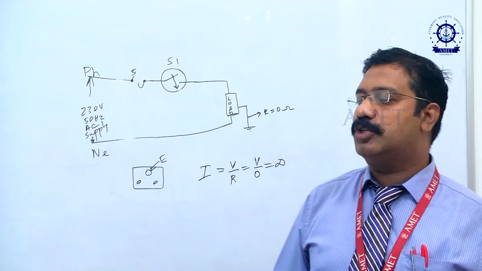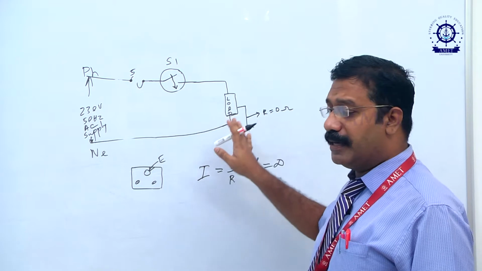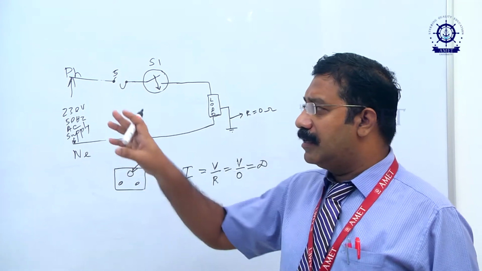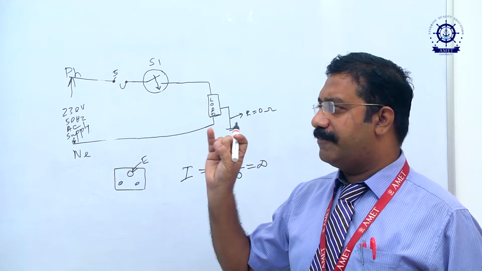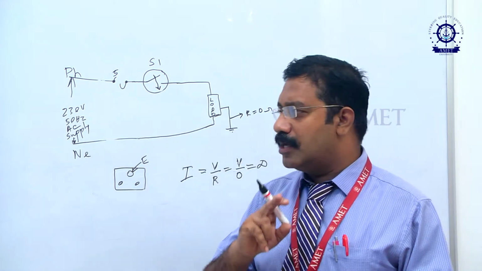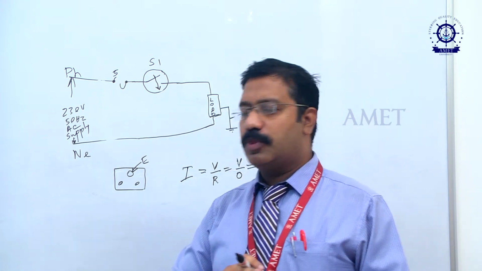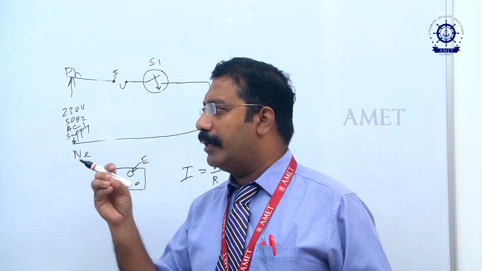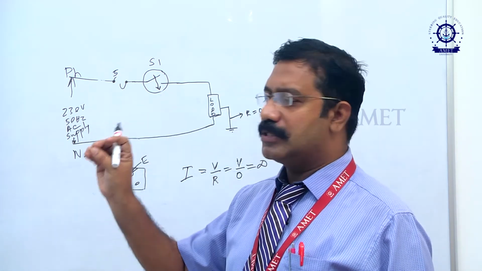I will not be getting shock, and my equipment is also being protected because of that. Okay, these are the types. First one is open circuit, second one is closed circuit, third one is short circuit, and the fourth one is earth circuit. And I want to further go into the closed circuit.